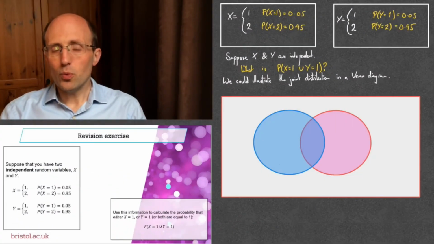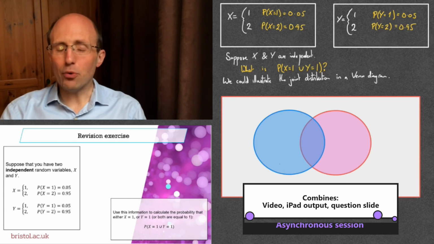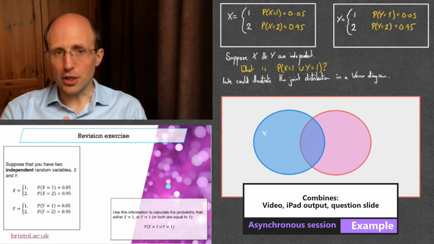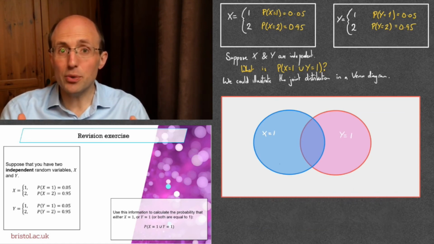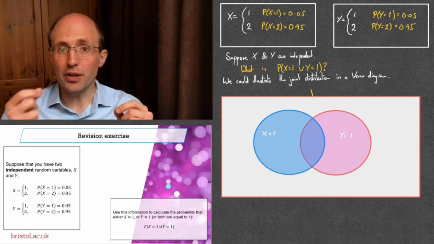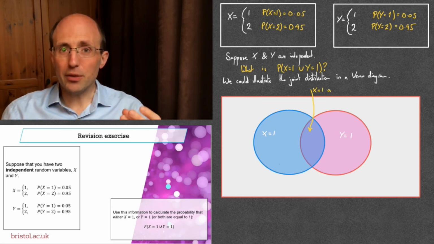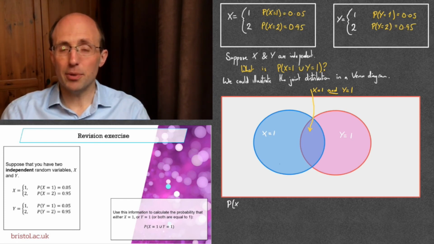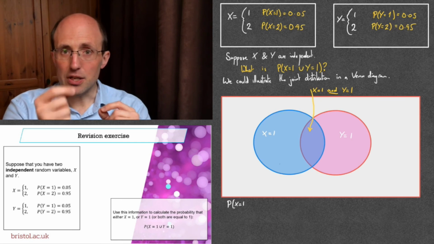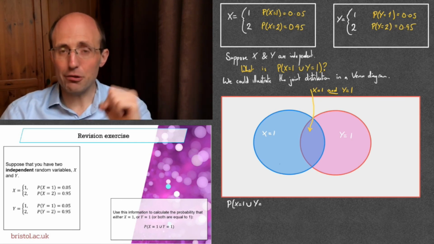So we can represent the outcome where x is equal to 1 in our blue circle. We can represent the outcome where y is equal to 1 in our red circle. And then we've got an intersection between the two where both x is equal to 1 and y is equal to 1. Now, if we wanted to find the probability of x being equal to 1 or y being equal to 1, we're going to add together those two probabilities, but we'll end up counting that intersection twice, because the intersection appears in both the area where x is equal to 1 and the area where y is equal to 1.